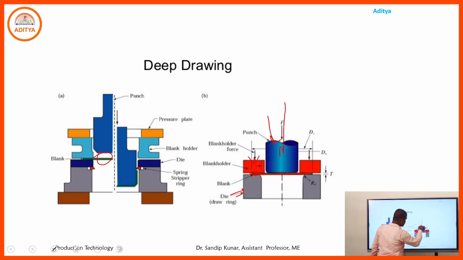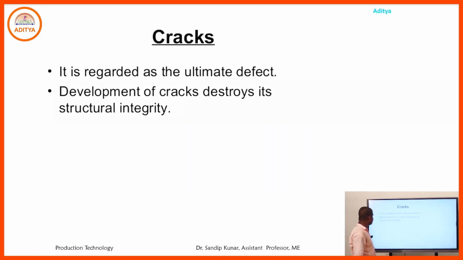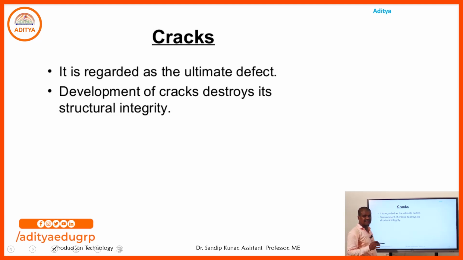When we apply the force on that particular sheet metal, the cup shape is formed on that thin sheet. What are the defects that will be produced in the formed products? First one, cracks. Due to the ultimate defects developed, the cracks destroy its structural integrity. Sometimes the crack increases in that sheet metal due to higher applied forces.